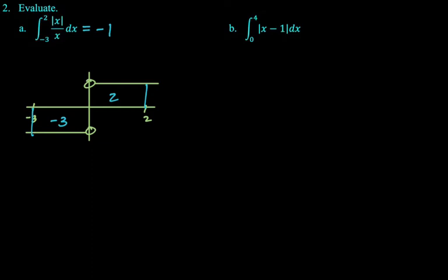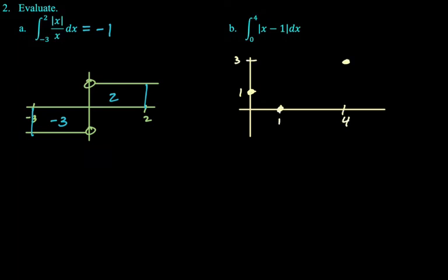This part B you should also do using a graph. The only relevant points are the endpoints, which are 0 and 4, the endpoints of the integral, the bounds of the integral, 0 to 4, and the vertex, which is at x equals 1. Those are the only points that we really need to know.